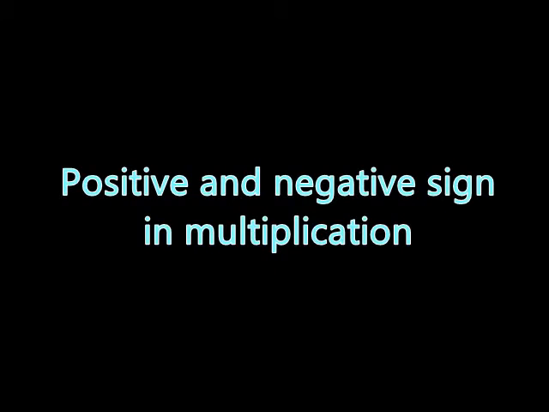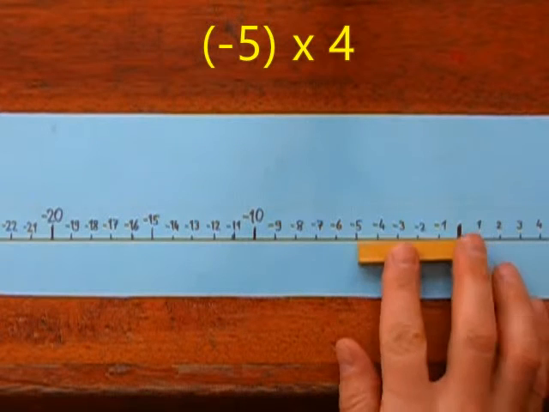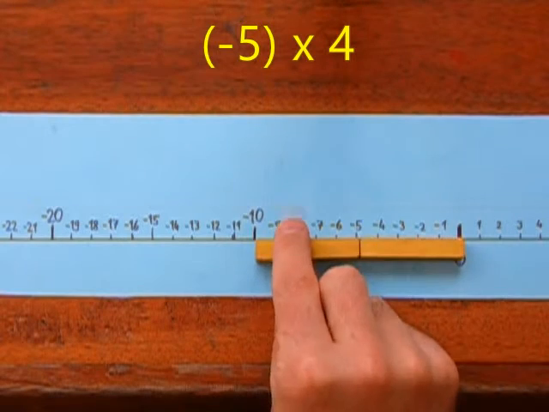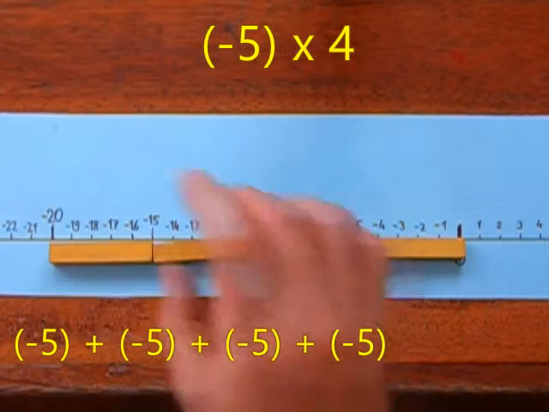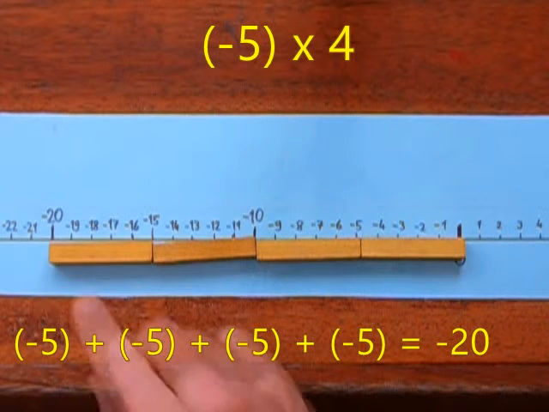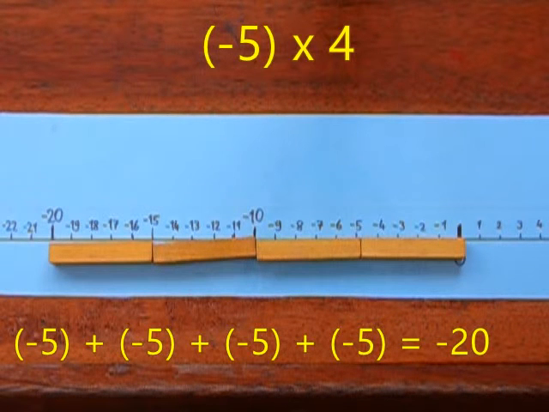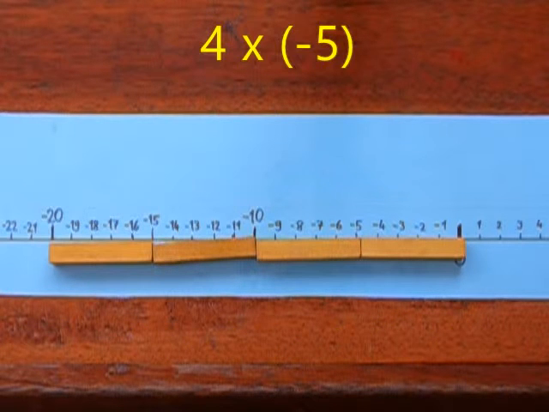Let's talk shortly about the sign in a multiplication. We multiply a negative number. This we can still represent as a train on our number line. We see that the result is minus 20. So a negative number multiplied by a positive number gives a negative number. And of course, this is the same when we put the positive number first. This we know because of the commutative law.